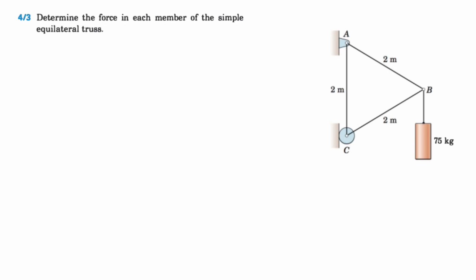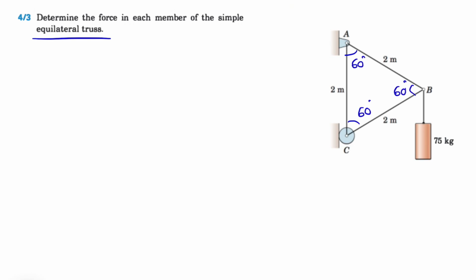So in today's video, we're going to be solving question 3 from the 4th chapter of the Meriam textbook. In this one, we need to determine the force in each member of the simple equilateral truss. By equilateral truss, we mean that we have an equilateral triangle here, meaning each of these angles is 60 degrees.